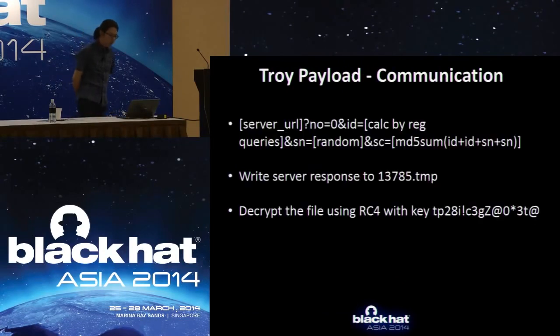Communication part. Request patterns. No equals 0. ID is calculated by the registry entry queries, and SN is a random number. SC is equal to the MD5 sum plus 2 ID and 2 SN numbers. And we write the server response to this temp file. Try to remember this file name.